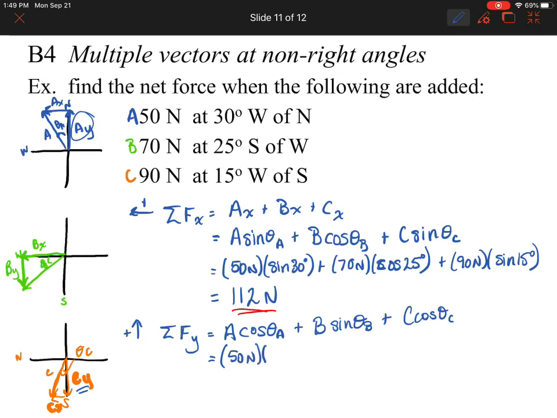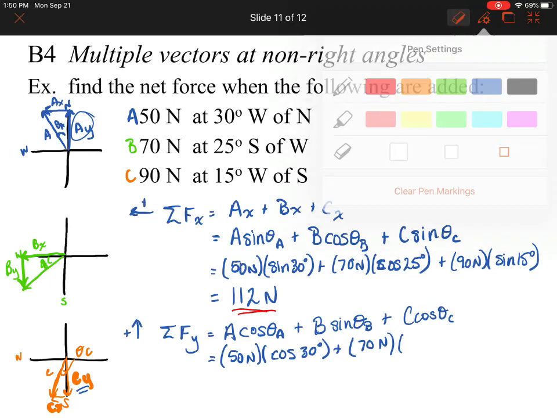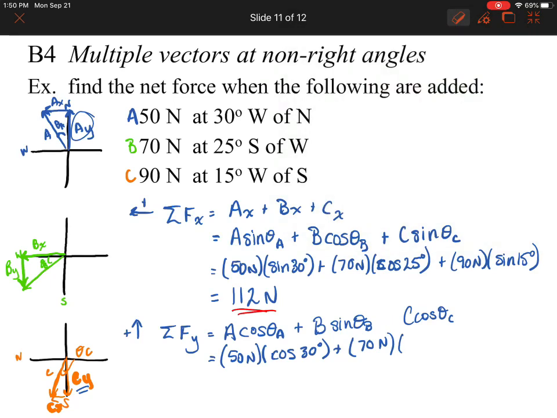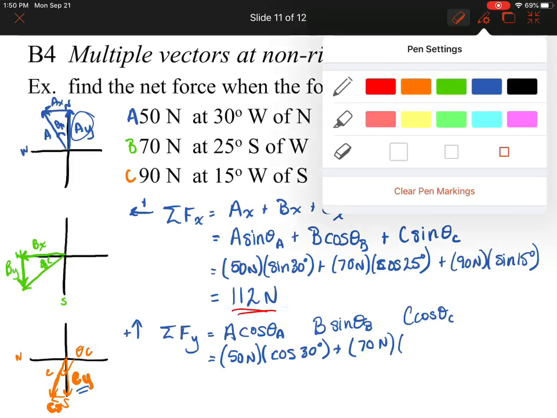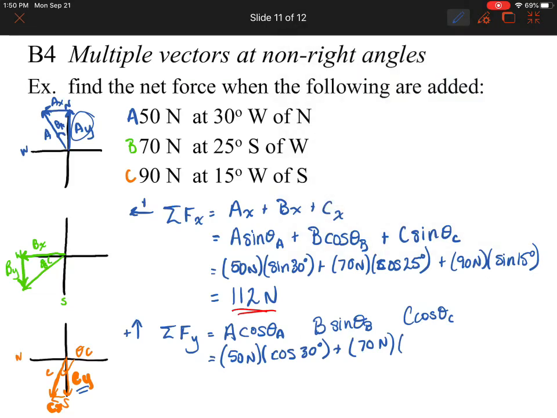And then this looks very similar to the line above, except all the sines are switched to cosines, and all the cosines are switched to sines. So once you get the X direction, oh, wait, I did something wrong. Let's go back. So never mind, it's not as easy as you think. Because guess what? B and C are going south, and we said north is positive, so I need to subtract those. Oh, Miss Waters. What do I think I'm doing?